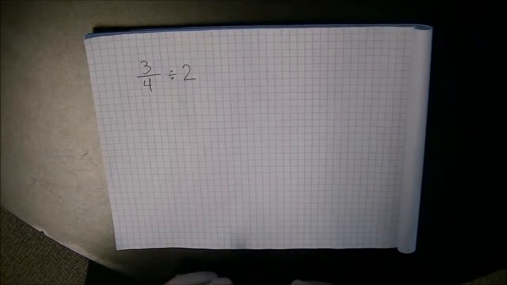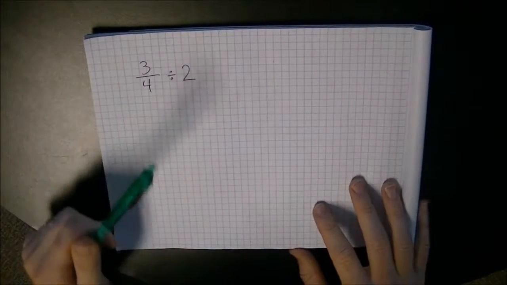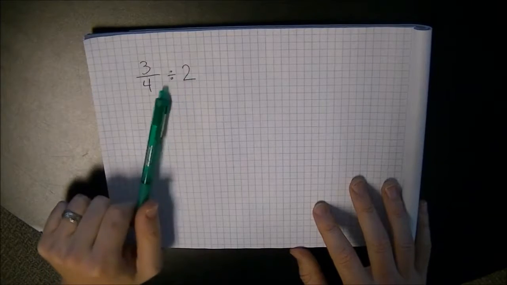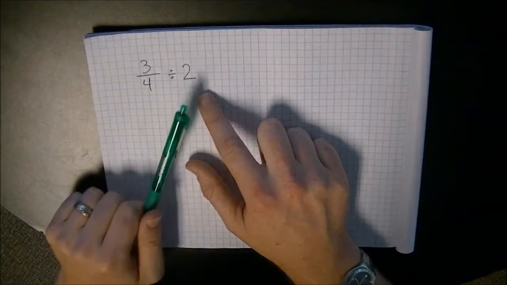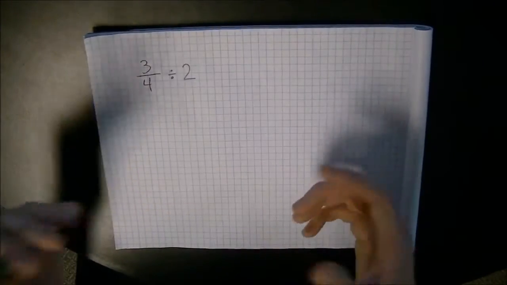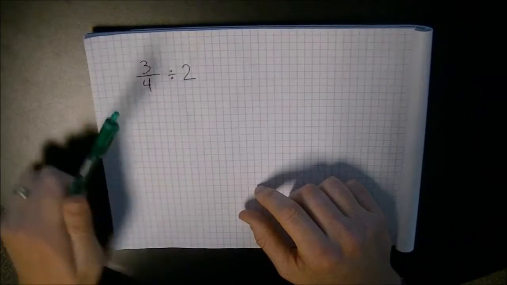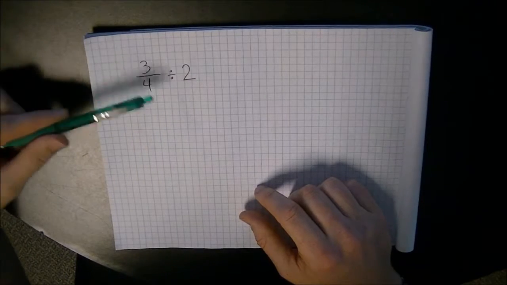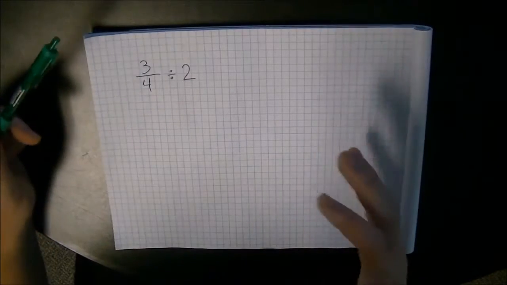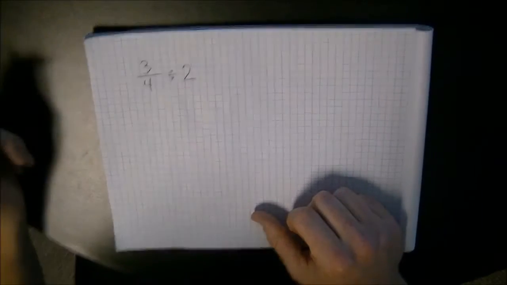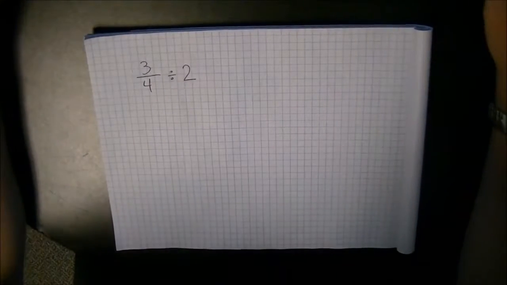Okay, dividing with fractions. So remember, with division, the number that we're dividing by, the one to the right of the division symbol, is a special number. With multiplication, the order didn't really matter, but now the order matters. So when I say 3 over 4 divided by 2, this is the number that we're dividing by, and it's different than the other number. That's important, and it'll come in later.